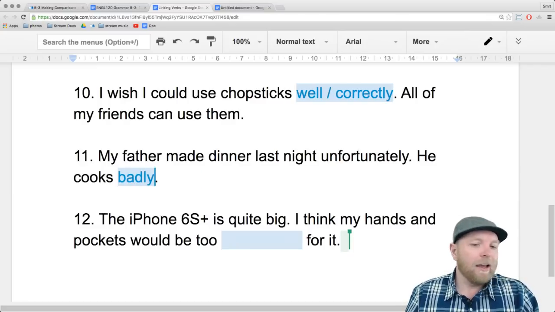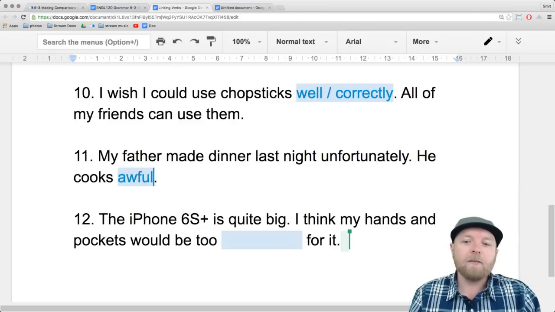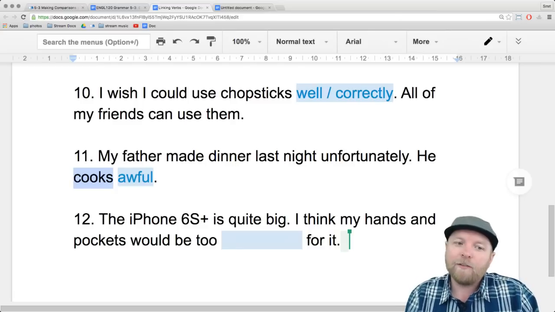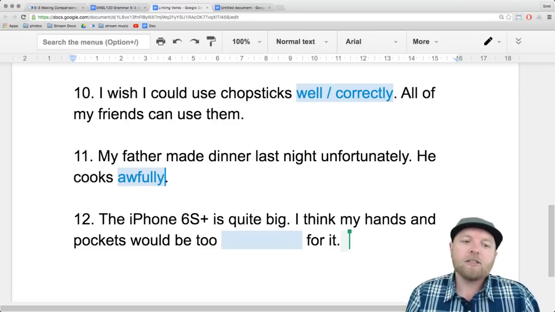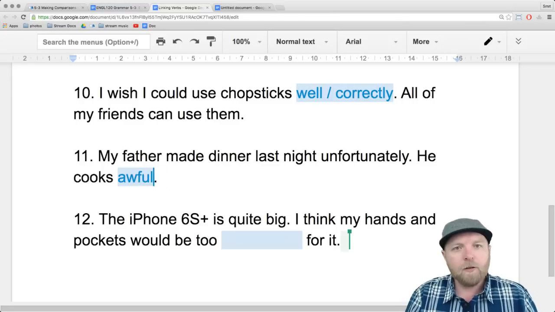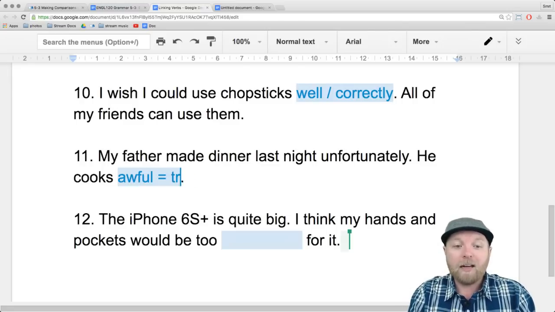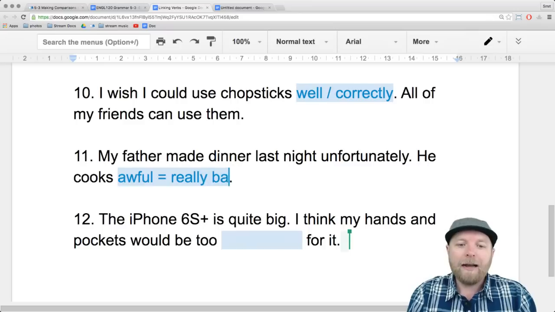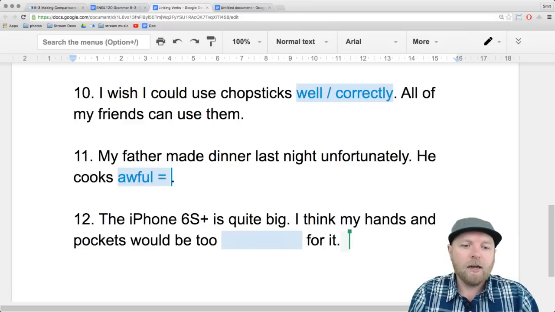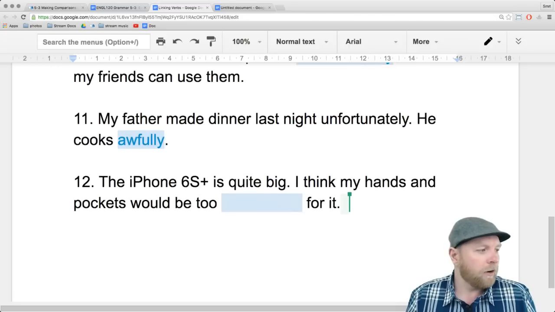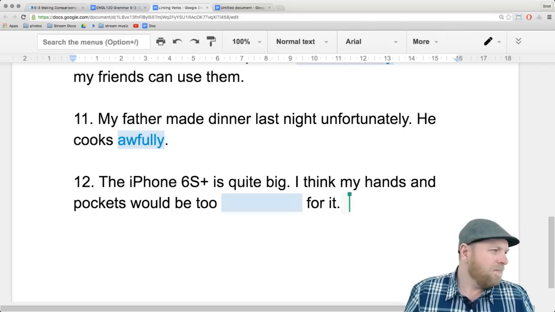Okay, Aaron, awful. I like it, but this is not a linking verb, so we need an adverb here, right? He cooks awfully. Good job. And guys, do you know what awful means? Awful means really bad. Okay, so he cooks awfully. Good job, Aaron. Any more answers? No, I don't see any more answers for number 11.